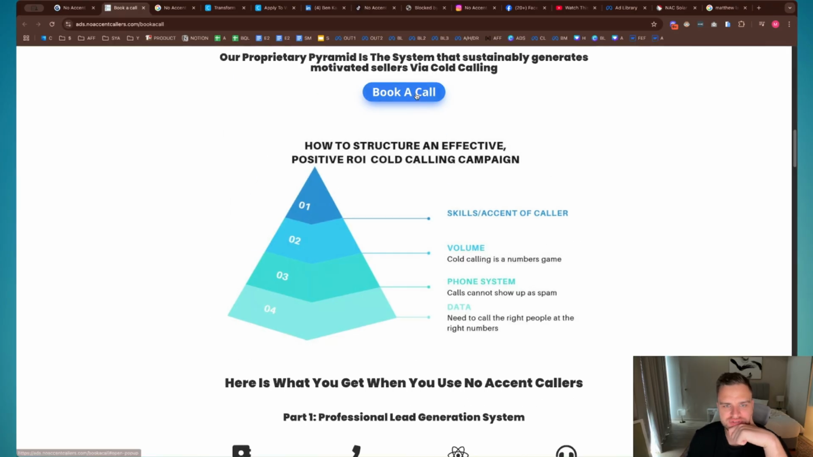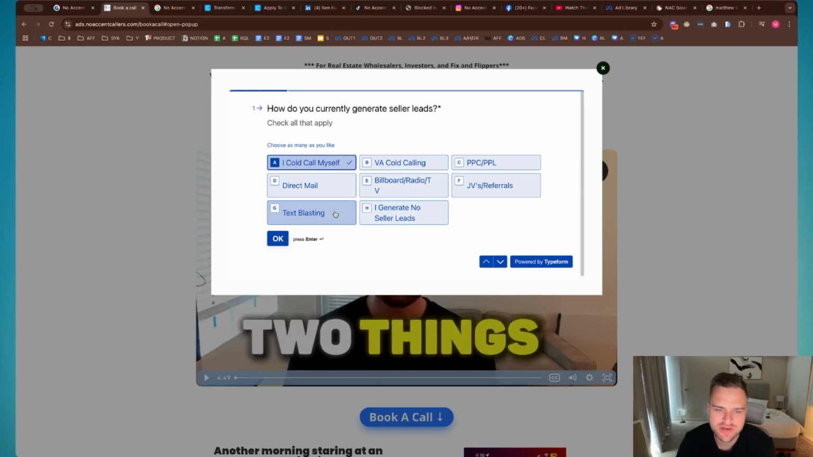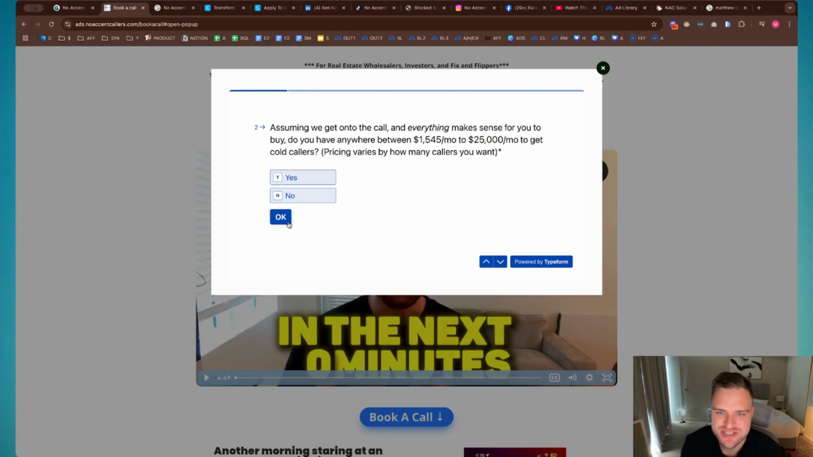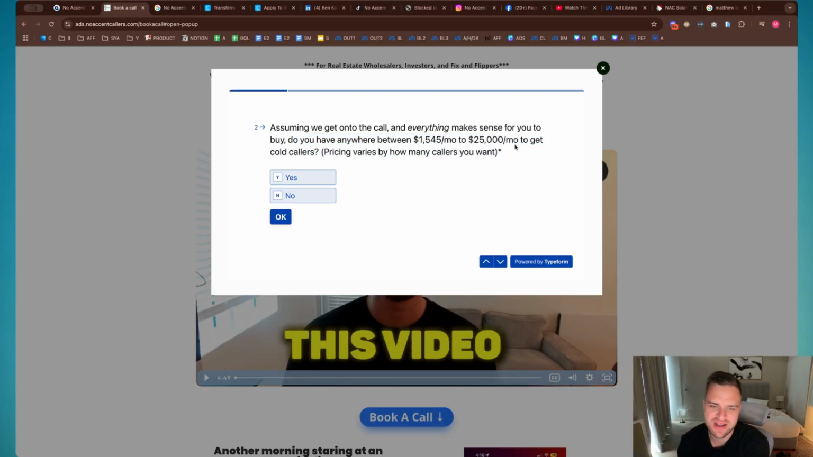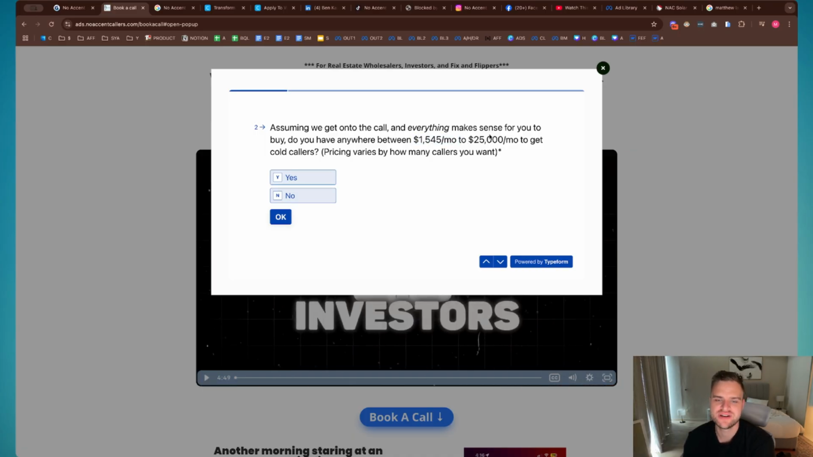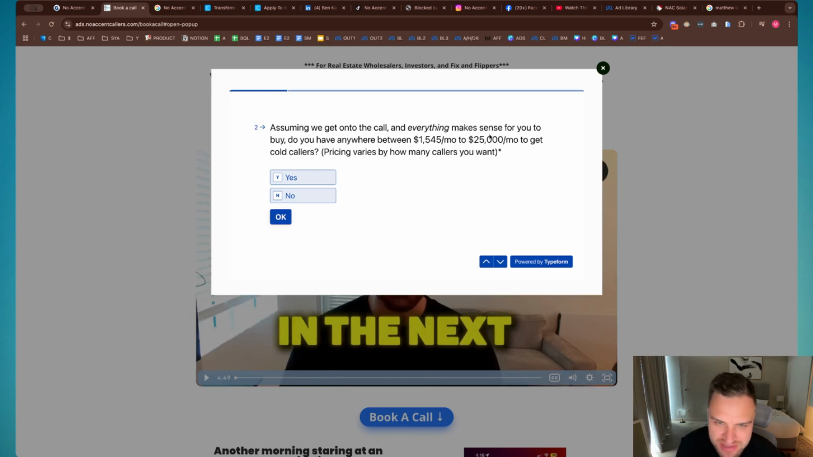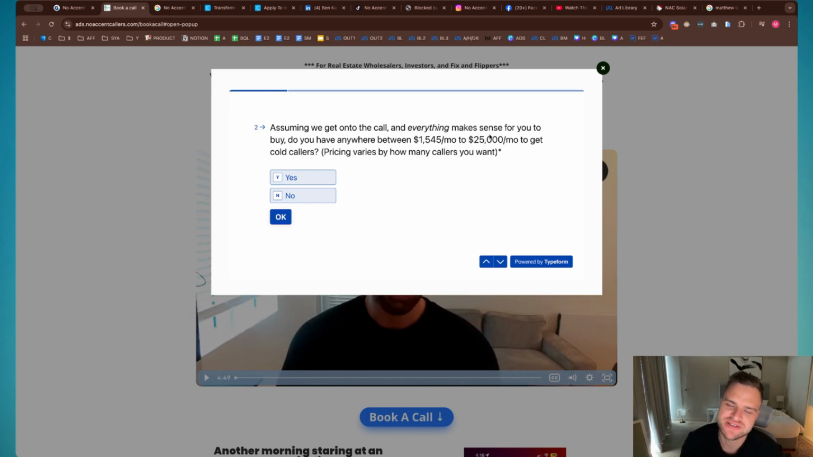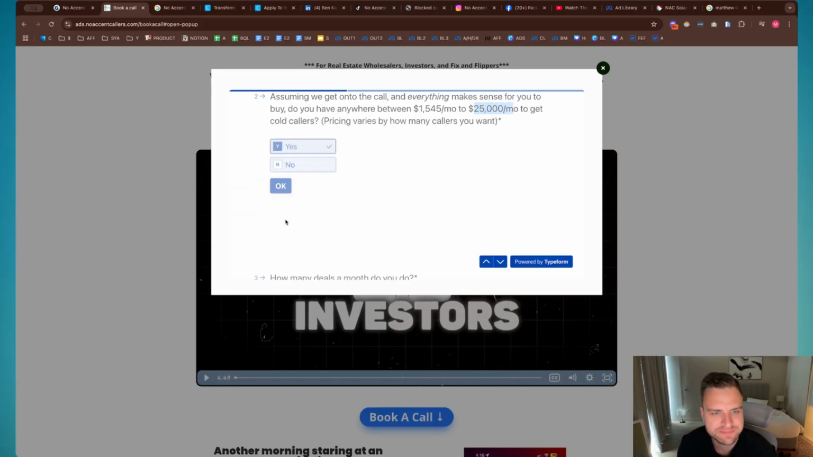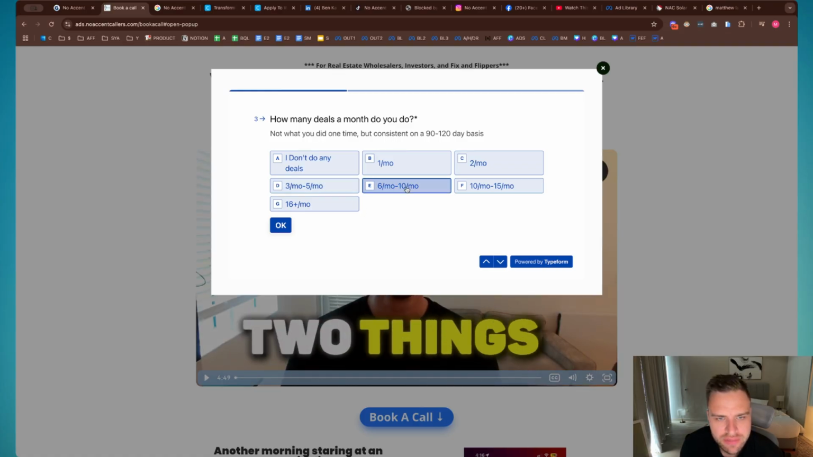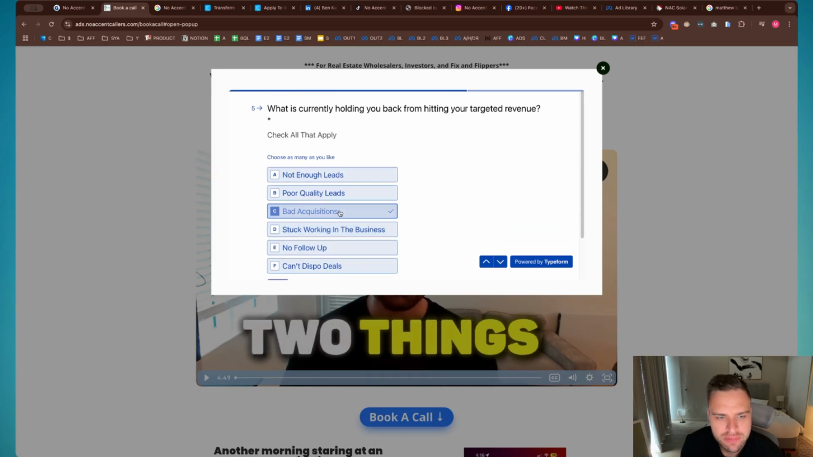Do they have an application form? Yes, they do. What we're looking for here is a few questions that disqualify people. I like this, it puts the price in there. I really hate the $1,545 per month to $25,000 per month range. I understand that's probably true, but there's no reason to have such a big number if 90% of your clients don't have that. It's going to scare people away, in my opinion. How many deals do you do a month? Does your real estate business do at least 10K per month?